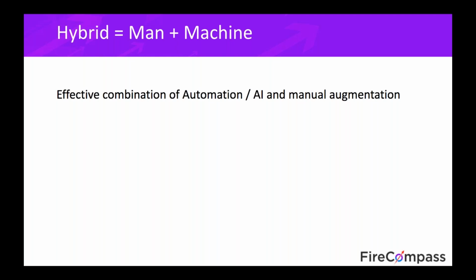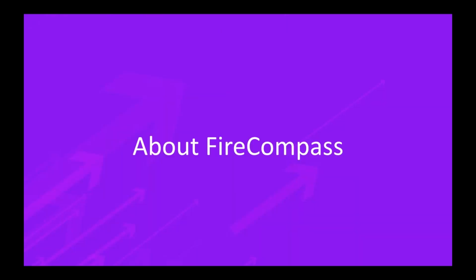So humans are not good at just doing things on a continuous basis, and of course we don't have enough humans in the world to do that. So combining man and machine effectively is the best way to go. So that's broadly about the key things which I wanted to talk about, and very quickly, about FireCompass.